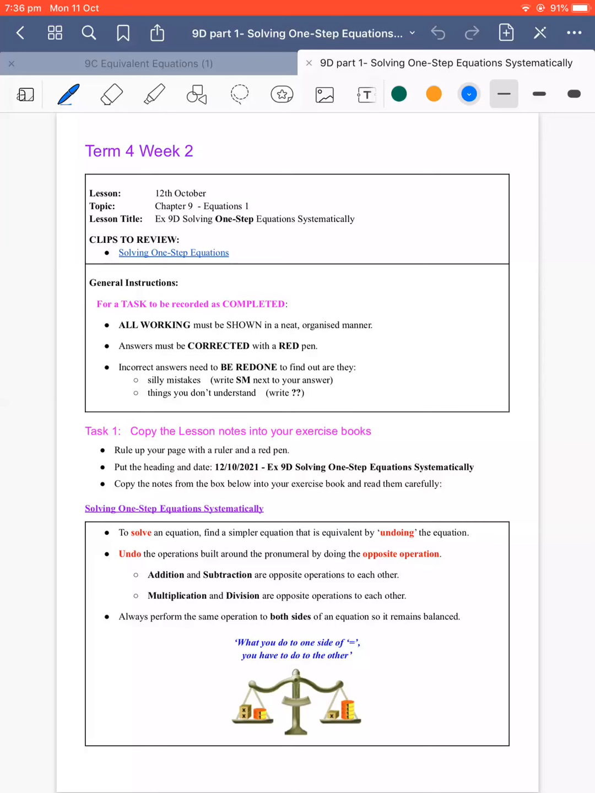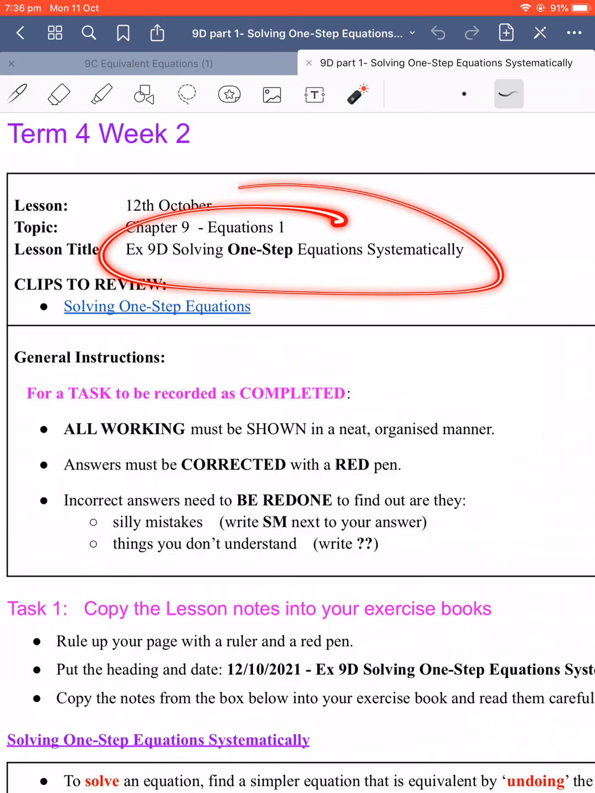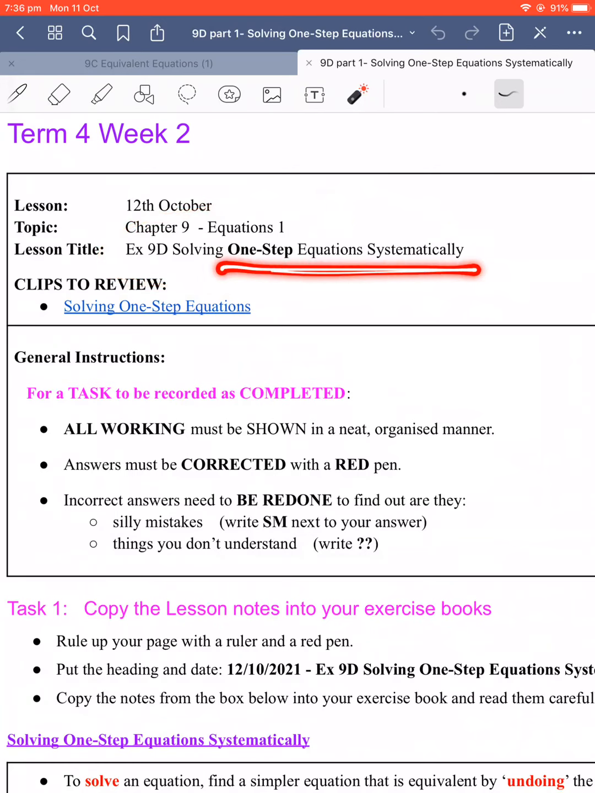Welcome to our tutorial on exercise 9D. With this one, we've split it up into two parts. So part one covers solving one-step equations systematically.